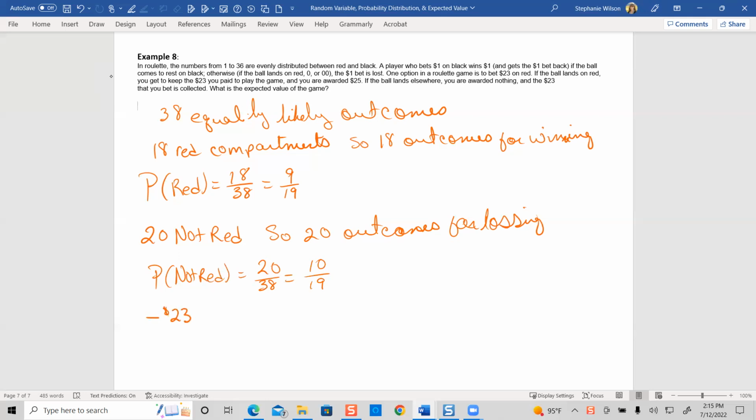So let's go ahead and set up our table. I'm going to set it up over here to give myself more room. I've got x_i and the probability. So we're going to say he wins $25 and he loses $23. So 9/19, we figured out the probability a while ago. So we know this much.